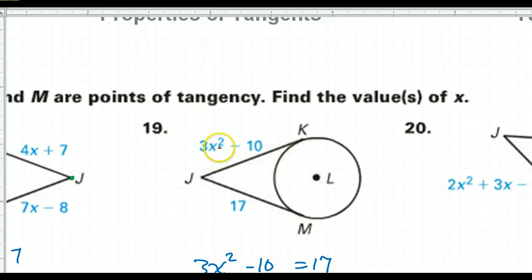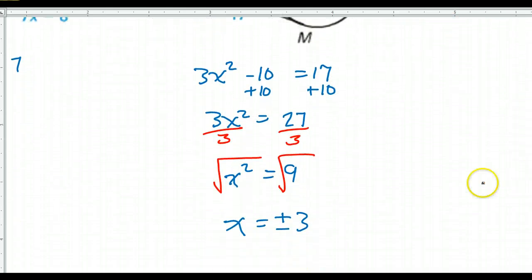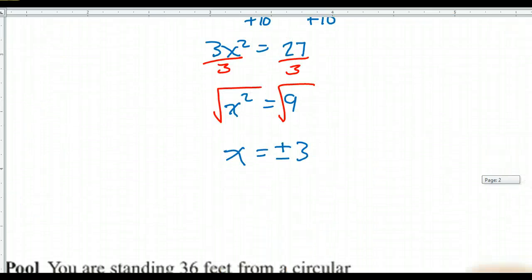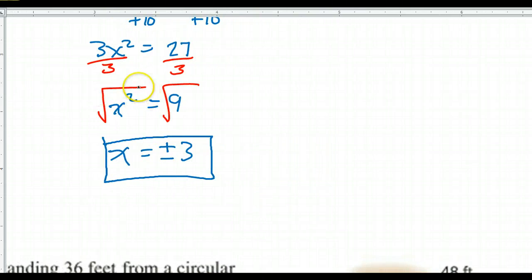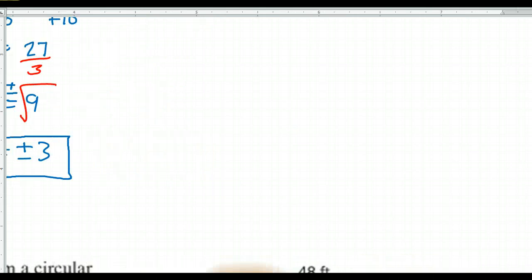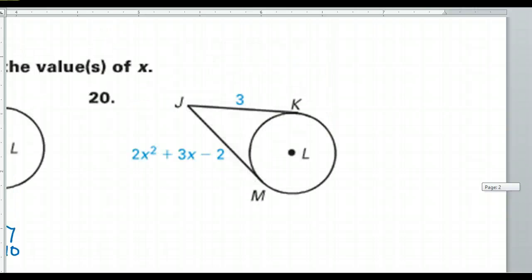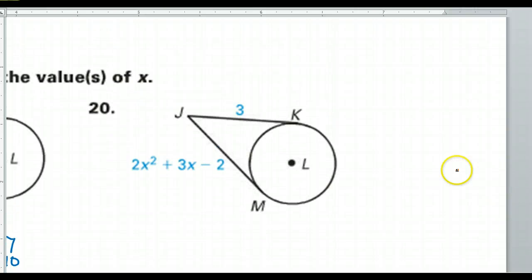But x is not a length, it's being squared, so that's going to be positive no matter what. So that means 3 and negative 3 will actually work in this situation. So 2 answers, positive or negative 3. Again, anytime you take the square root of both sides, there will be 2 solutions, one positive, one negative. So one more time, but perhaps one more level of difficulty.